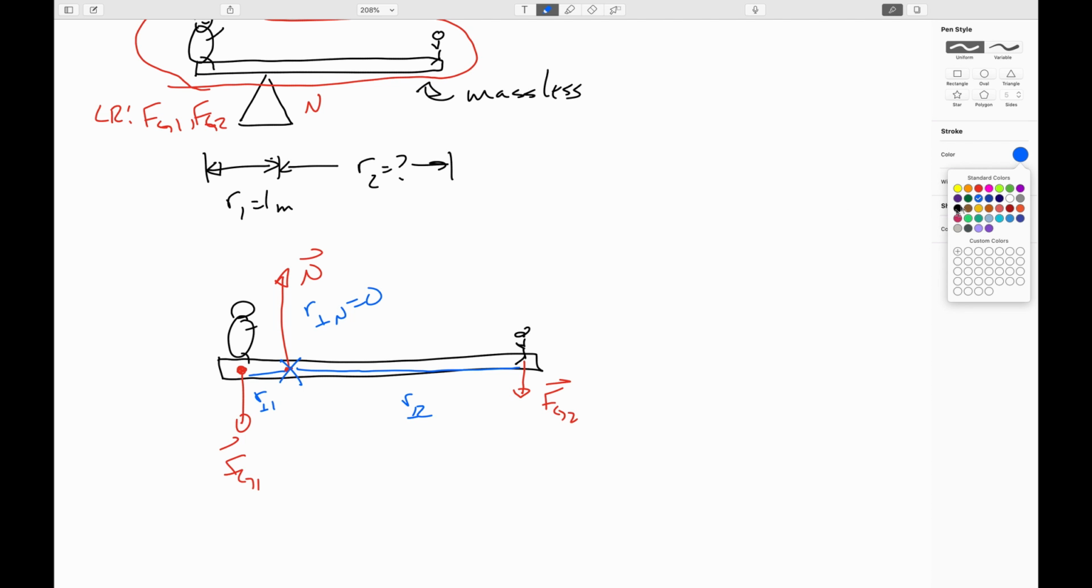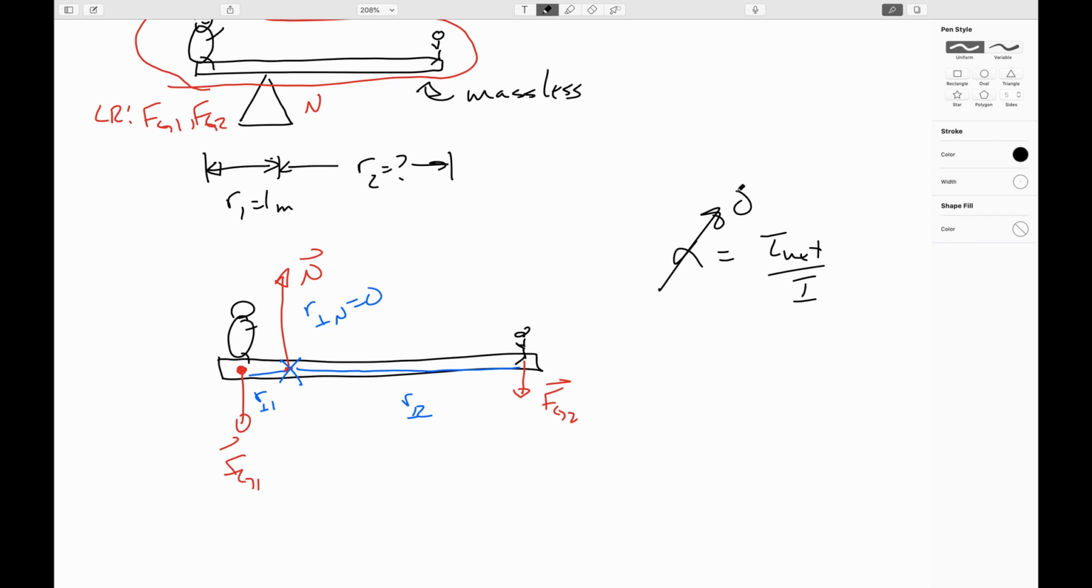So we can start with Newton's second law applied to rotations here. The angular acceleration is equal to the net torque over the moment of inertia. Now in this case, the angular acceleration is 0, so we can put that in right away. Then we can multiply both sides by the moment of inertia and get that the net torque is 0, which is good because now we don't even have to calculate the moment of inertia in this particular case.